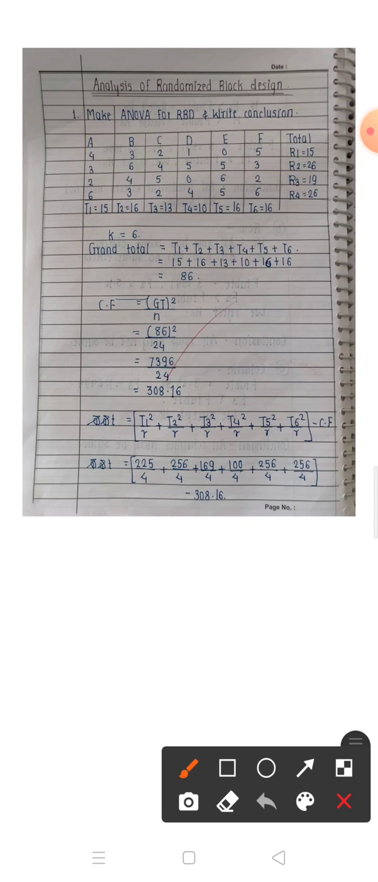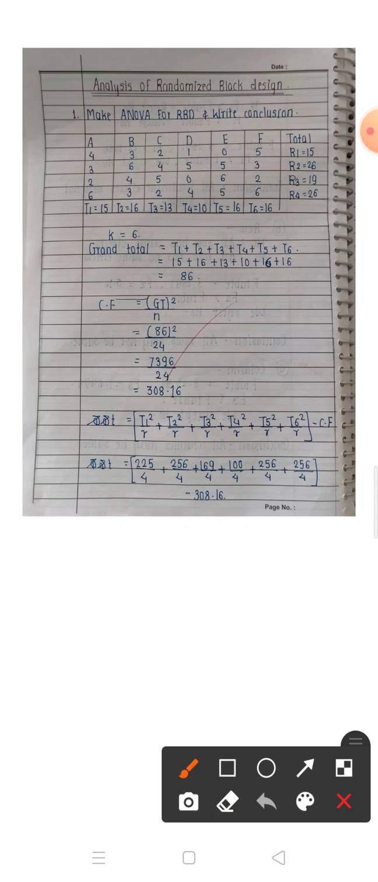The first step is to calculate the grand total. How to calculate the grand total? T1 plus T2 plus T3 plus T4 plus T5 plus T6, or R1 plus R2 plus R3 plus R4. So the value of the grand total is 86. What is meant by grand total? The sum of all the observations. So the value is 86.